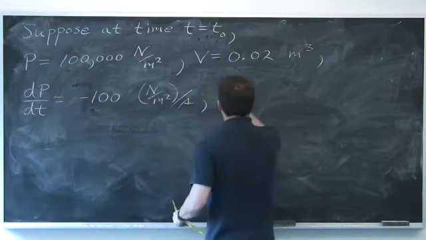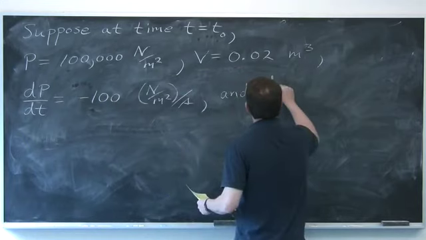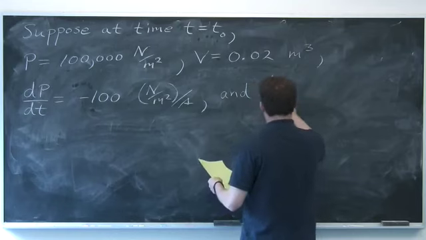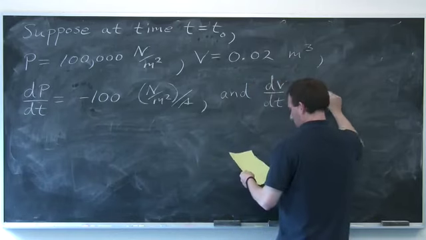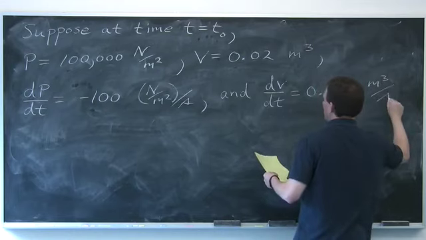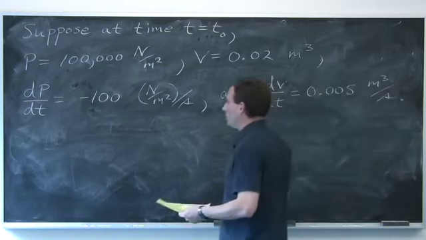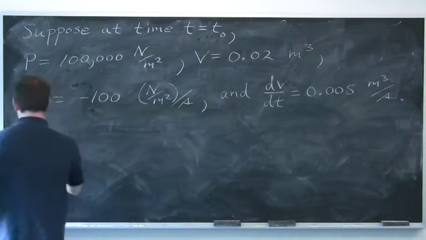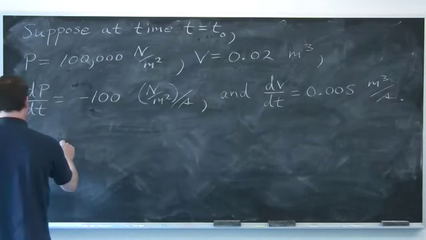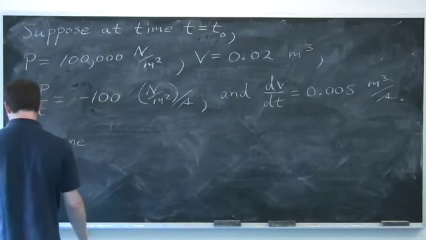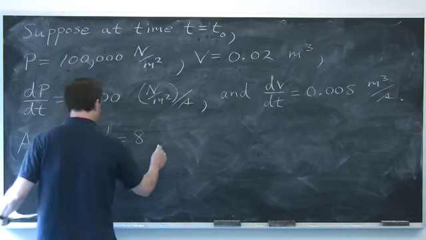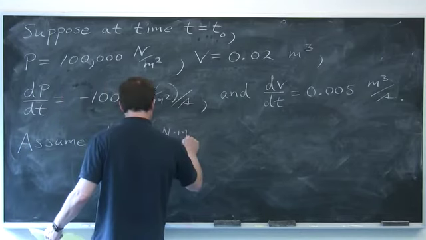And the rate of change of the volume with respect to time is 0.005 cubic meters per second. Suppose we know all that, and we know how much gas we have. We're also going to assume that we know K, because we know how many molecules of the gas we have. We're going to assume that K is 8 Newton meters per Kelvin.